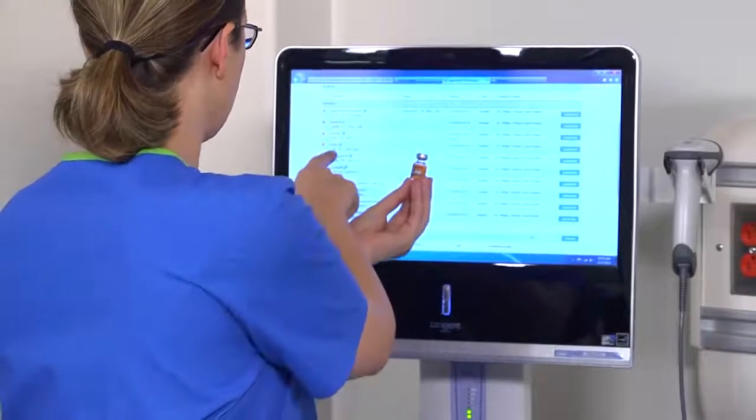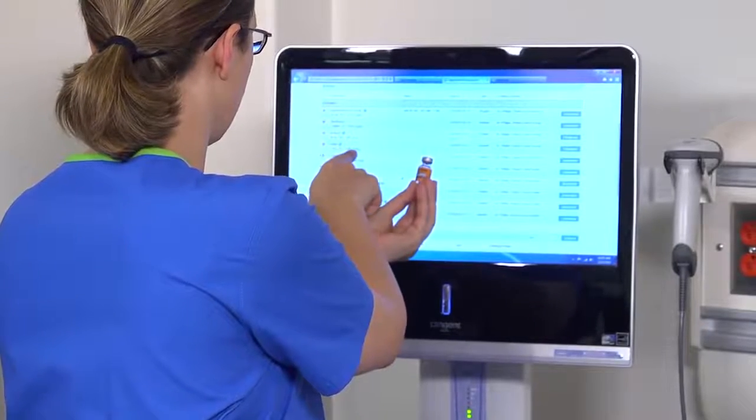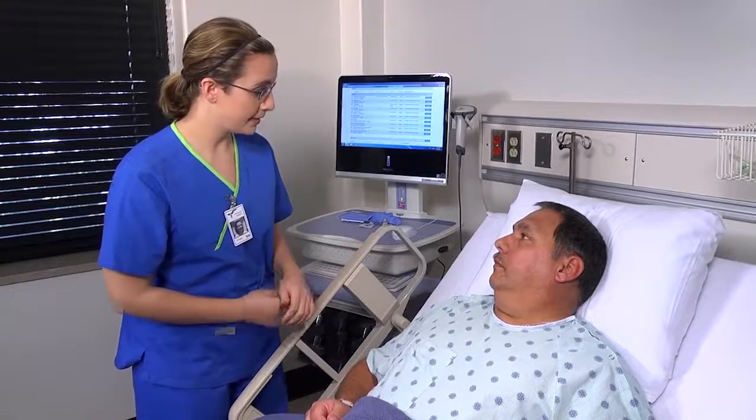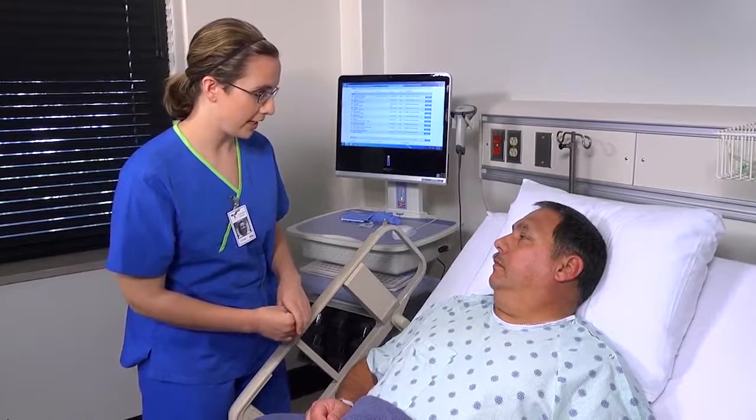At the bedside, again compare the medication label with the MAR. Discuss the purpose of each medication, its action, and possible adverse effects. Allow the patient to ask questions.